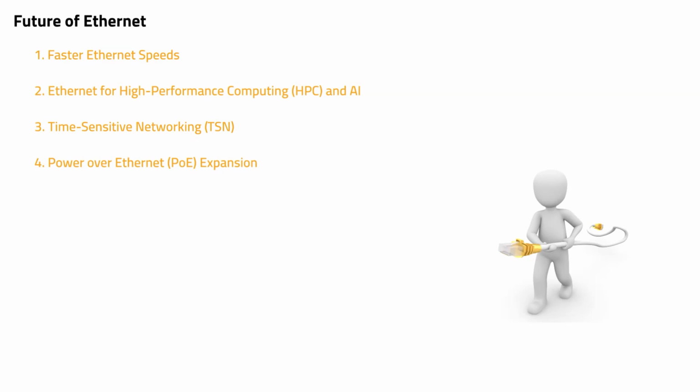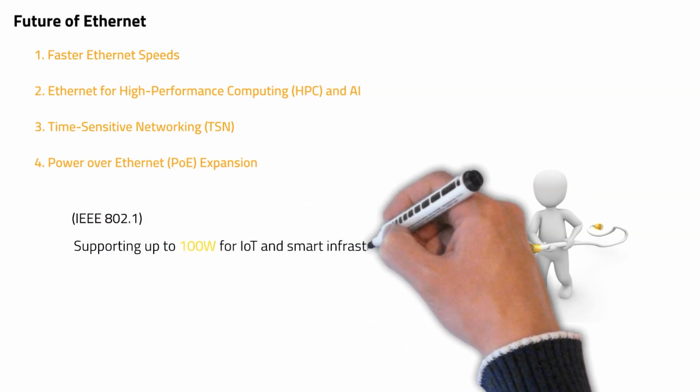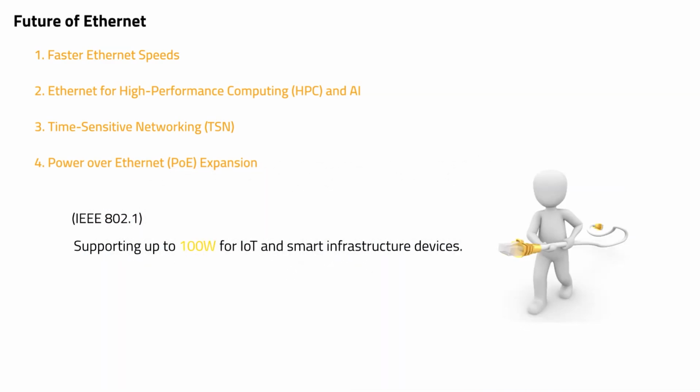The next concept shaping the future of Ethernet is Power over Ethernet, or PoE. PoE continues to advance with standards like IEEE 802.3bt, supporting up to 100 watts of power delivery over Ethernet cables. This capability is essential for powering IoT devices, smart building infrastructure, and edge computing systems in the future.